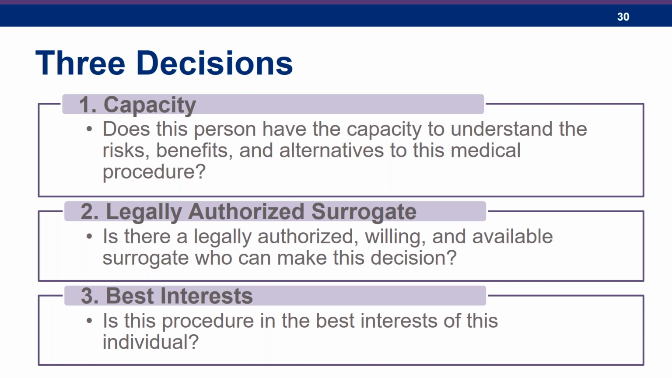There is a very distinct transition to legally authorized surrogate. The panel chairperson will move on to getting the information on the record as to whether there is a legally authorized, willing, and available surrogate who can make the decision. And then finally, we get to best interest. And best interest tends to be the longest part of the hearing.